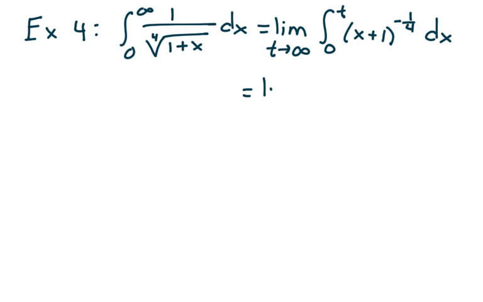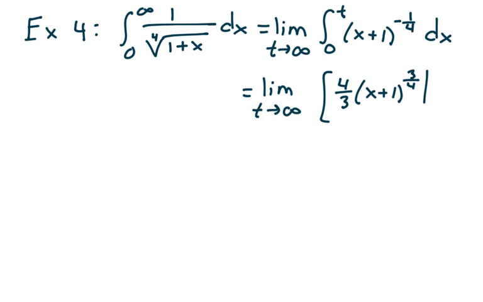Now, this is a typical integral, so we get the limit as t goes to infinity of, now if I take 1 and add it to negative 1/4, I get 3/4. But I have to divide by 3/4, which is like multiplying by 4/3. So I get 4/3 of x plus 1 to the 3/4 evaluated from 0 to t. And so this is the limit. I have not taken a limit. I haven't even attempted it yet.